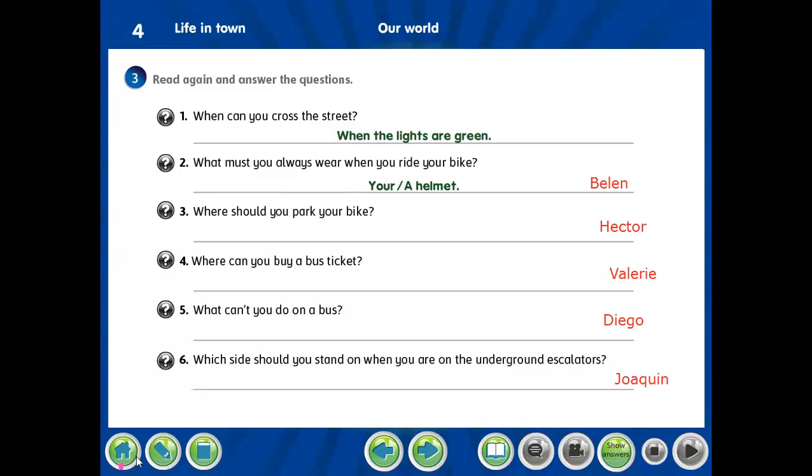Hector, please, can you read number three? Hector, where? Remember, you can ride your bike. Hector, one more time, listen. Where? Donde? Where should you park your bike? Where? In the street? In the traffic line? In the pavement? In the bicycle rack? Where? In the bicycle rack, no? At the bicycle rack. Good. It's not only on the street, huh? Or on the traffic light. There is a special place.